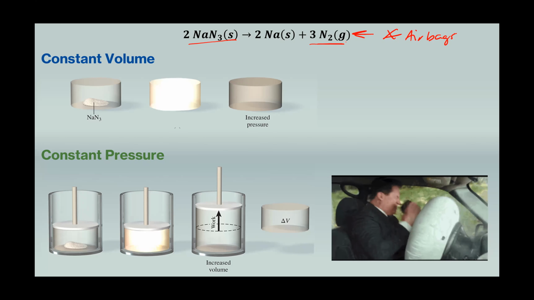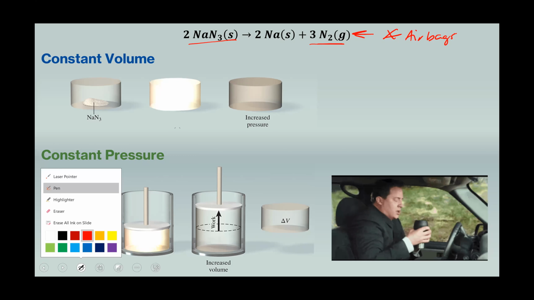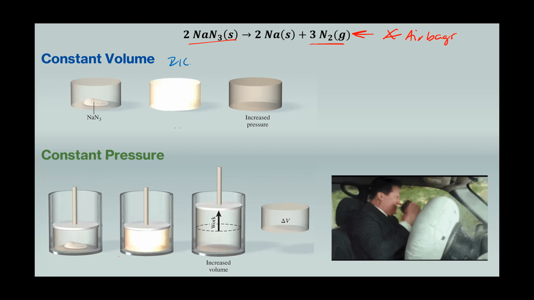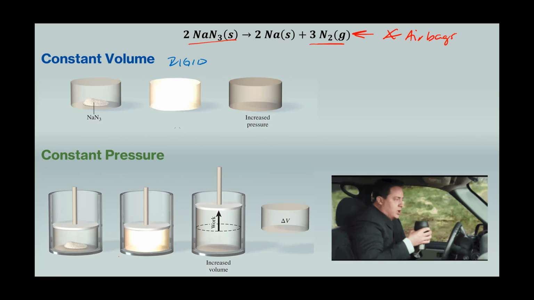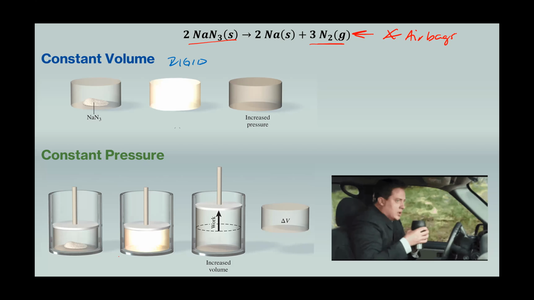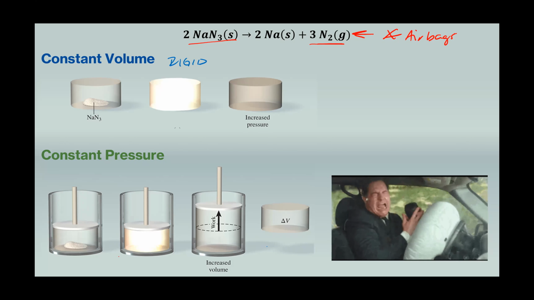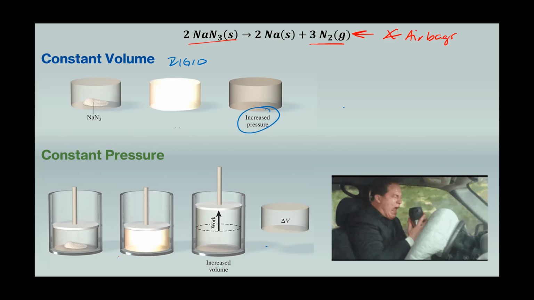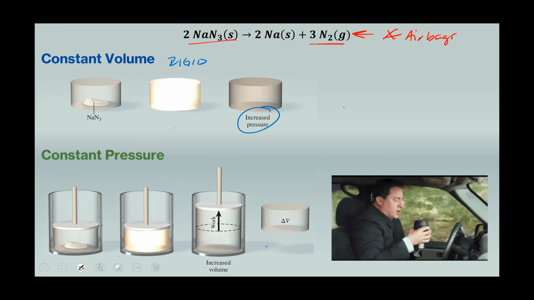One of those is constant volume. In constant volume, that just means we have a rigid container and the volume isn't changing. What that does is it traps all the gas inside the original container. So when the reaction goes off, all the gas is trapped inside, and so we have an increase in the pressure. We'll talk about pressure when we get to gases a little bit more too.